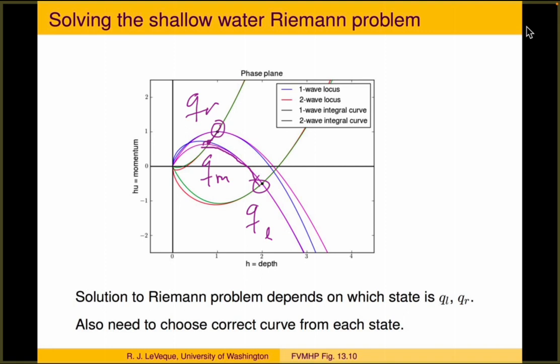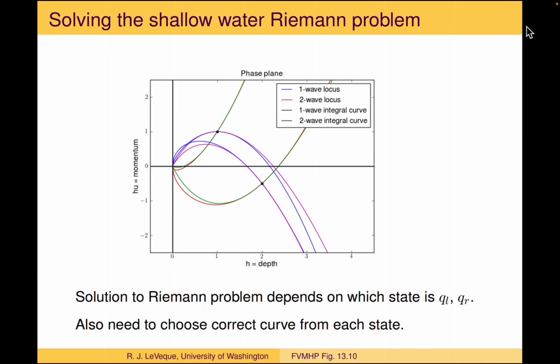And so then we have to use the fact that a shock wave is appropriate if the characteristics are going to be converging on the shock, whereas a rarefaction wave is appropriate if the characteristics are going to be spreading out. And if we switch q left and q right, then it would be the other intersection points that would correspond to the solutions.